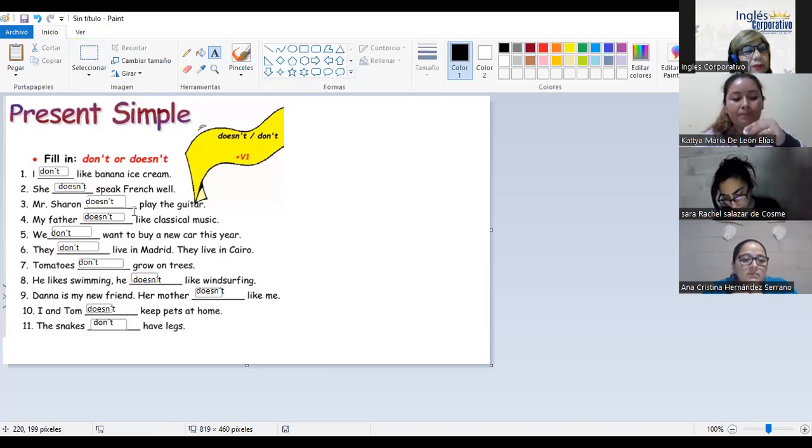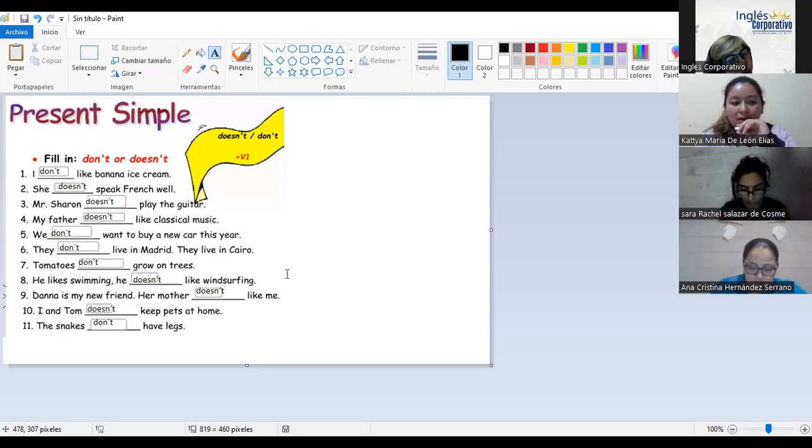Okay, number four: My father doesn't like classical music. Number five: We don't want to buy the new car this year. Six: They don't live in Madrid. They live in Cairo. Seven: Tomatoes don't grow on trees. Okay, tomatoes. Eight: He likes swimming. He doesn't like windsurfing.